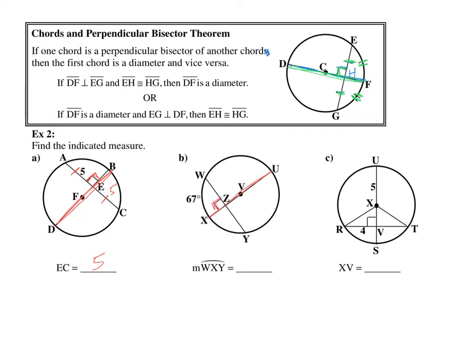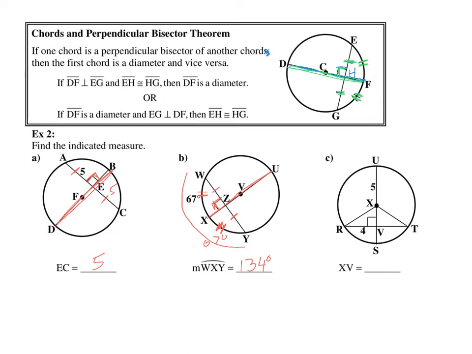For part B, this is definitely a diameter, and it's perpendicular, so these two parts are the same. The chord is bisected, which means the arcs that go along with those bisected portions are also the same, so that's 67 degrees. Now if I want to find WXY, it's this whole piece here, so I do 67 plus 67, which is 134 degrees.